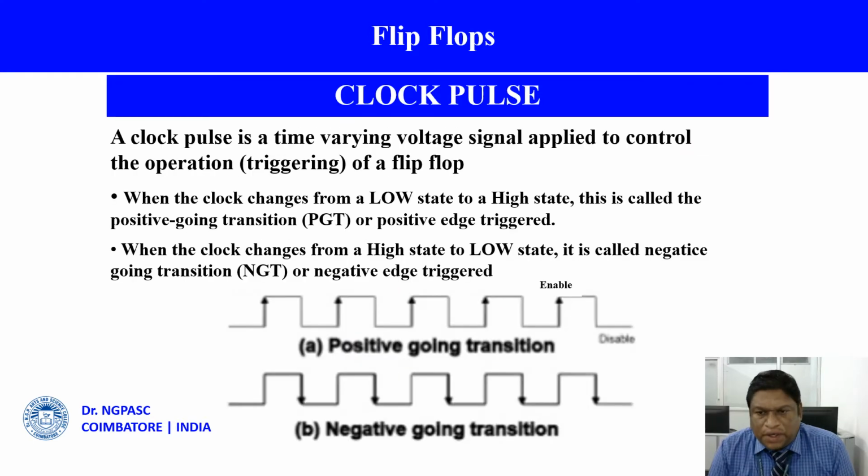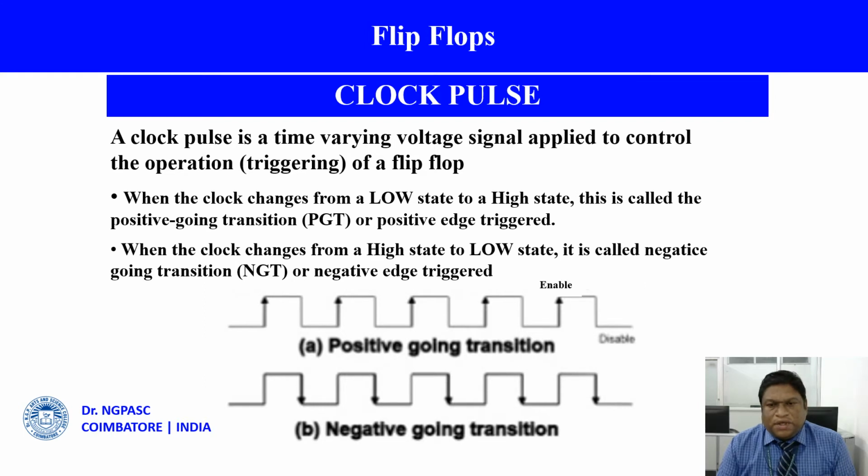Now we also have to see how the clock pulses affect the flip-flop. A clock pulse is nothing but a time varying voltage signal, depending upon the two different states it occupies. One is the zero state, and the other, the high voltage state, is called the one state. When the clock changes from low state to high state, this is called the positive going transition. You can see in the figure the arrow is given. Whenever the state changes from 0 to 1, this is called a positive going transition, or otherwise a positive edge trigger.